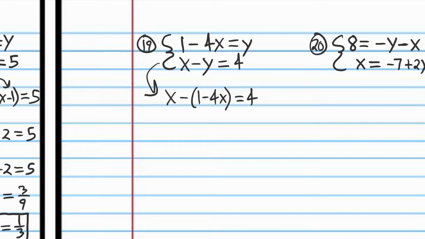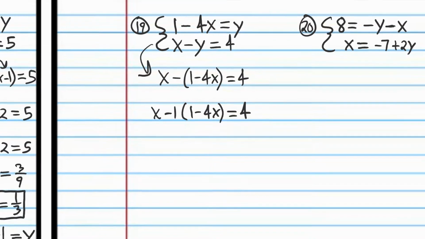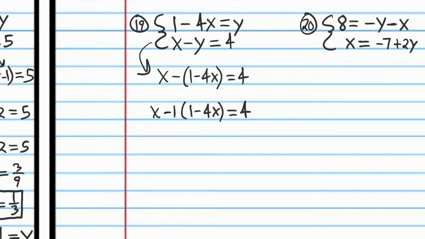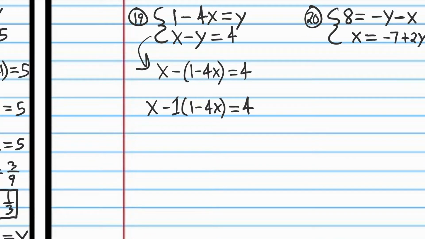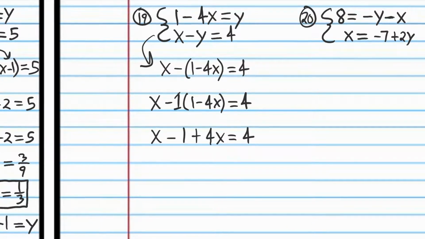And so then we just simplify. Again, this is written as -1 times 1 minus 4x. You don't really have to write this -1 if you don't want. I'm just doing that to show you what's going on here. And use the distributive property to get rid of the parentheses. -1 times 1 is -1. -1 times -4x is positive 4x. X plus 4x is 5x.